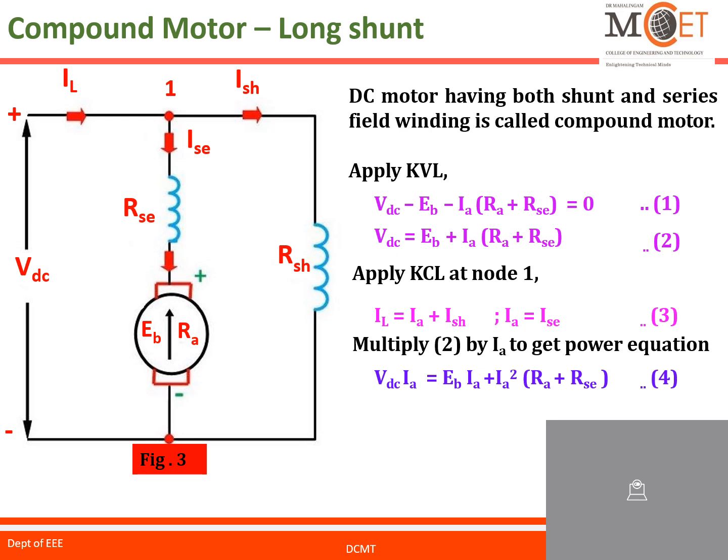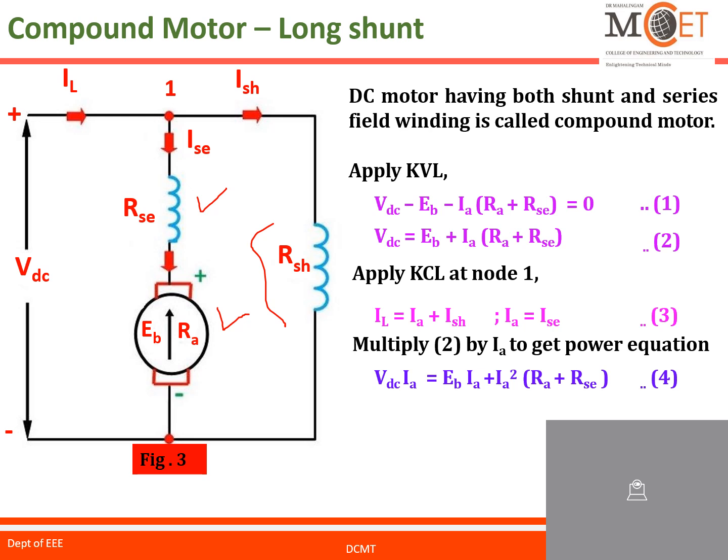Next one, this is compound. In this compound motor, which combines the advantages of both shunt motor and series motor, based on the connections, we have long shunt motor and short shunt motor. This is the representation of long shunt, because the shunt field winding is parallel to both the series field and commutator. So the shunt field is connected across both armature and series field winding.